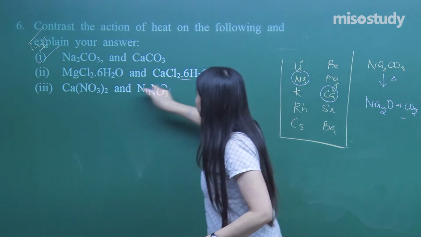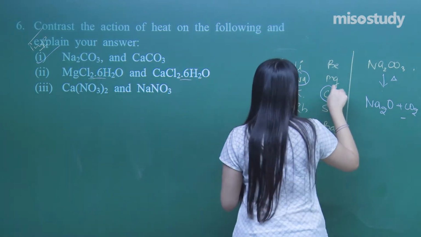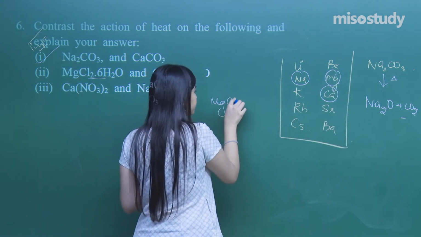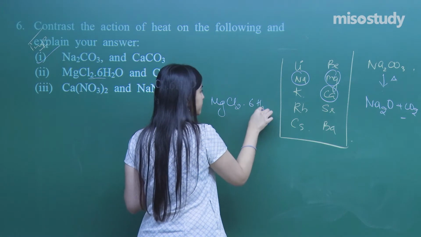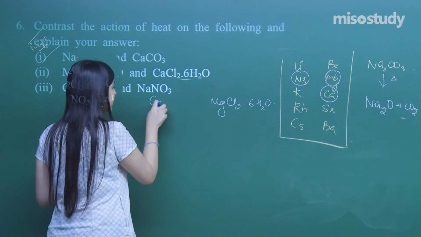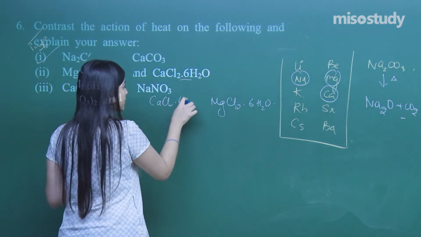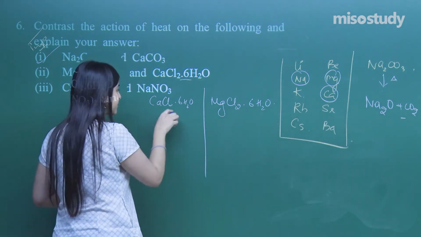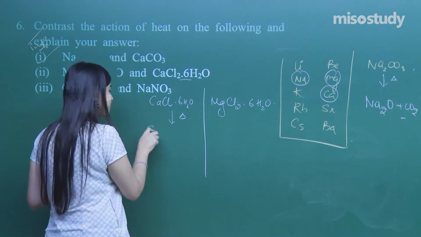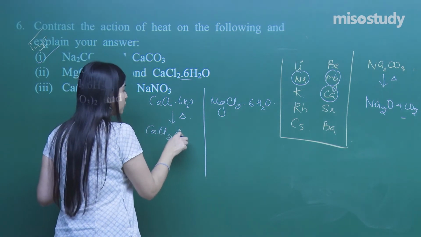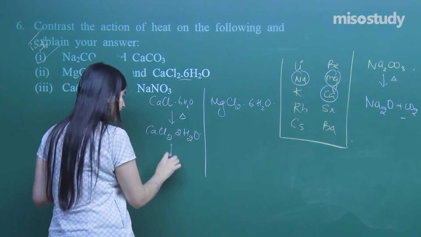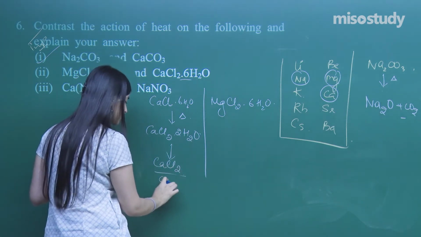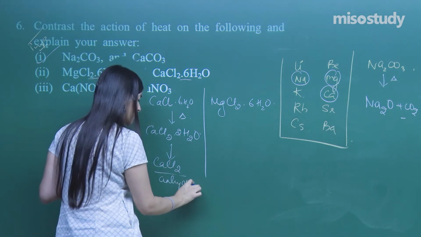MgCl2.6H2O, so basically we have got hydrates over here for the magnesium and for the calcium. So, it is MgCl2.6H2O and CaCl2.6H2O, fine. What will be happening? See, if I heat it up, it loses 4 water molecules first, and then we get completely anhydrous calcium chloride, anhydrous, fine.